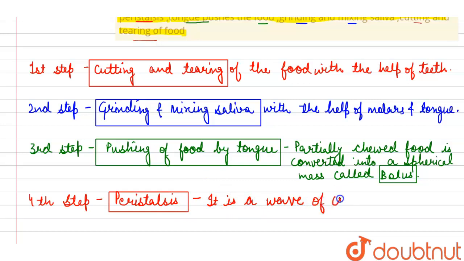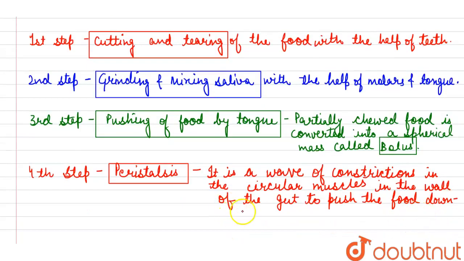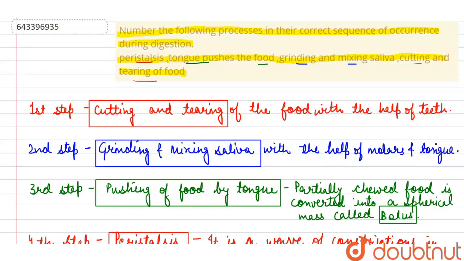We can write peristalsis as wave of constrictions in the circular muscles in the wall of the gut to push the food downwards into the alimentary canal. So this was the sequence of processes of ingestion of the food.